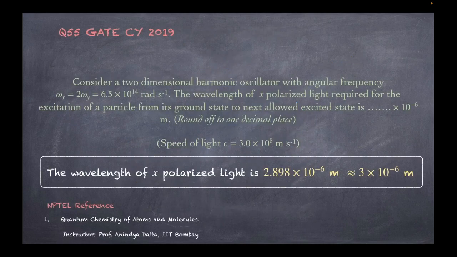Rounded to 1 decimal place it is 2.8, and if we round up to a whole number it will be 3, because 8 is greater than 5. So the wavelength of the x polarized light for the excitation of a particle from its ground state to the next allowed excited state will be 3 times 10 to the power minus 6 meter. So the answer in this case will be 3.